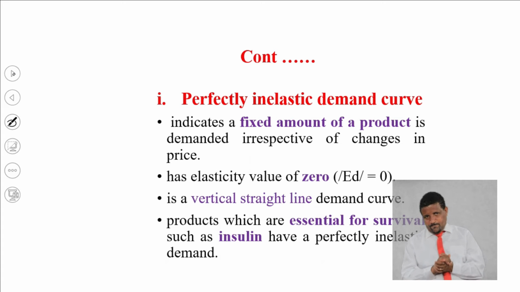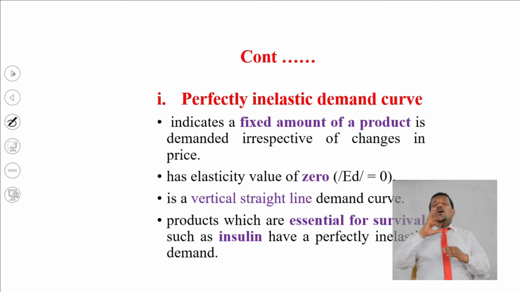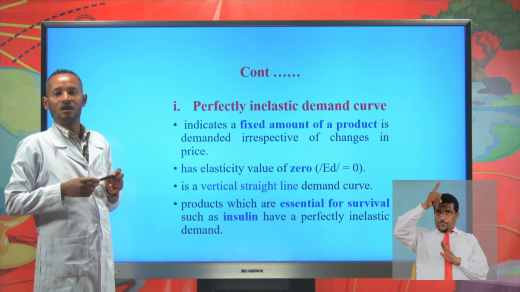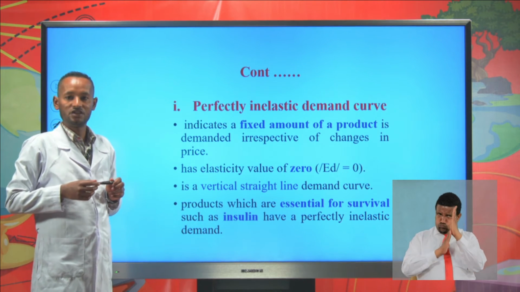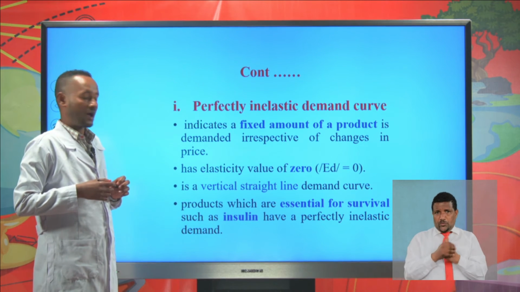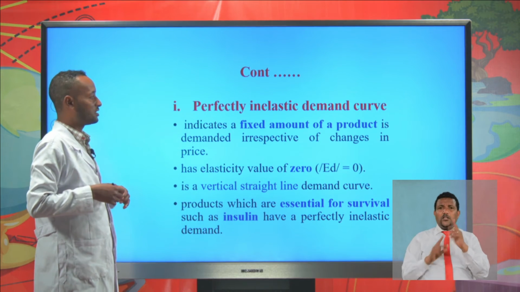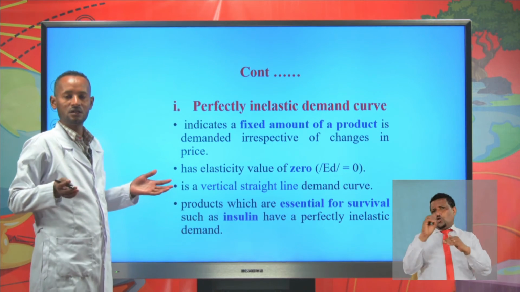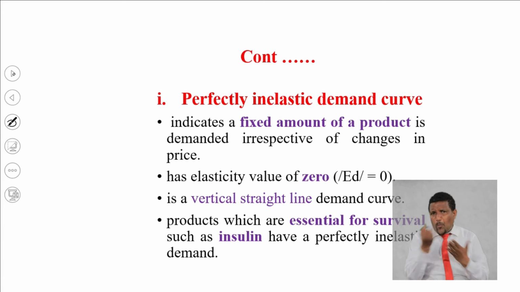The perfectly inelastic demand curve is a vertical straight line demand curve, and it indicates that a fixed amount of a product is demanded irrespective of changes in price of a commodity. Even though there is a higher change in price of a commodity, the resulting change in quantity is zero. This means the buyer will not respond at all to any change in price of a commodity.